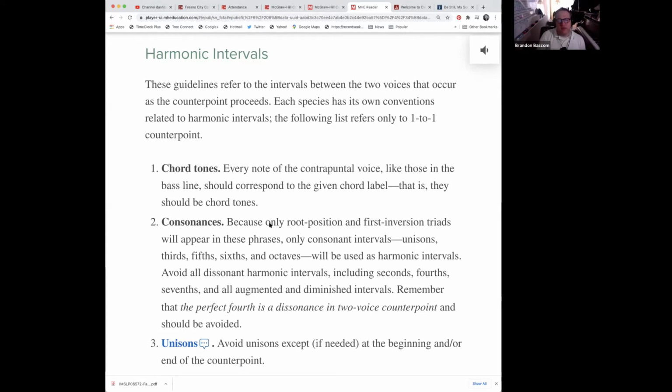All right. Every note in the contrapuntal voice, like those in the bass line, should correspond to the given chord label. That is, they should be chord tones. What if I put parentheses around it? Thank you, Captain Obvious, for telling us we should use chord tones. That is not allowed in one-to-one counterpoint. But I'm pretty sure we're going to see that in one of the future species. In fact, I know because our next chapter is all about non-chord tones. I think it's chapter 12. Stay tuned. It's coming.